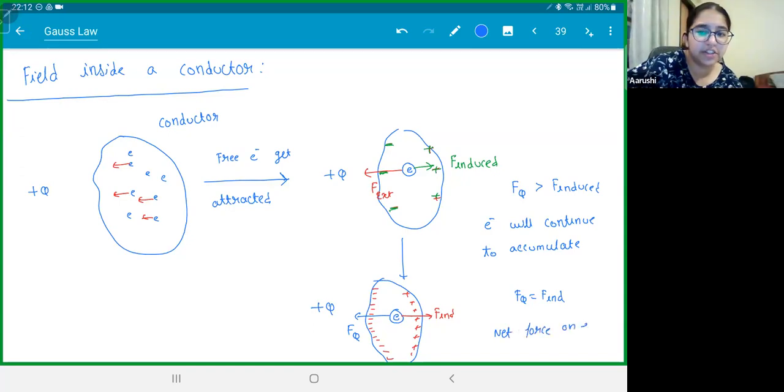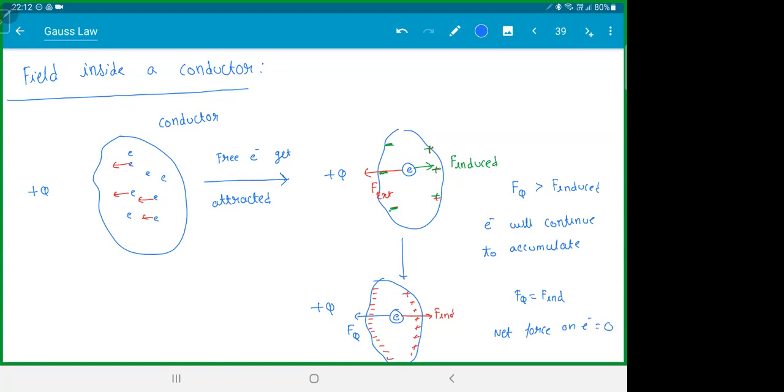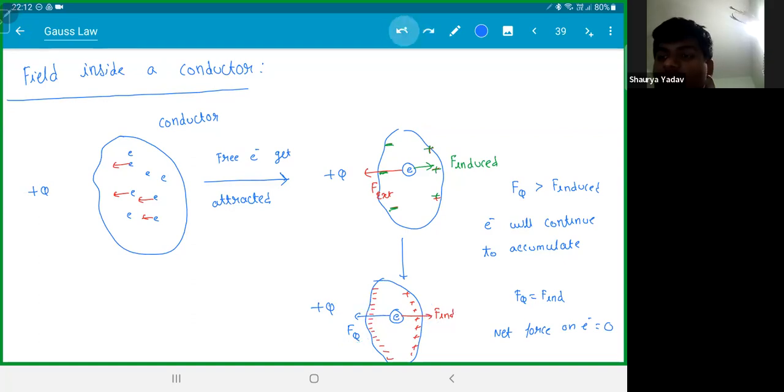Can you explain again? See now, as the electrons are accumulating more and more, what will happen? There'll be a lot of high charge here. So this induced force will become equal to the external charge's force. So at that point, you reach a steady state, right?